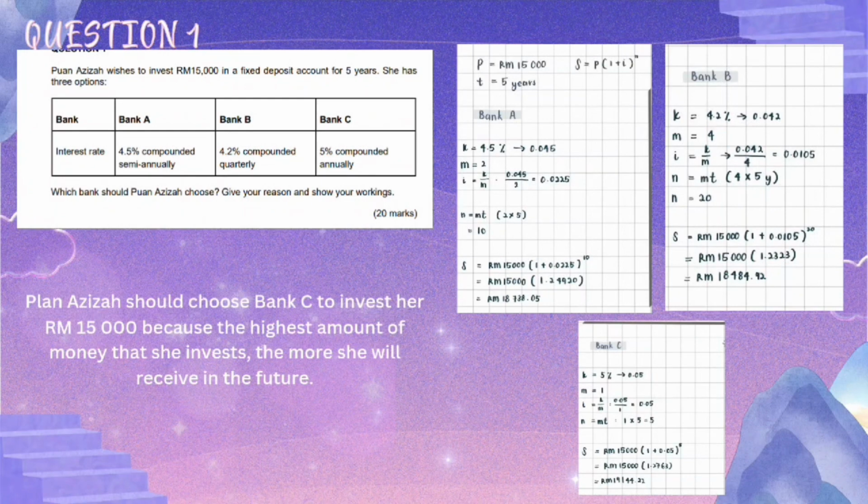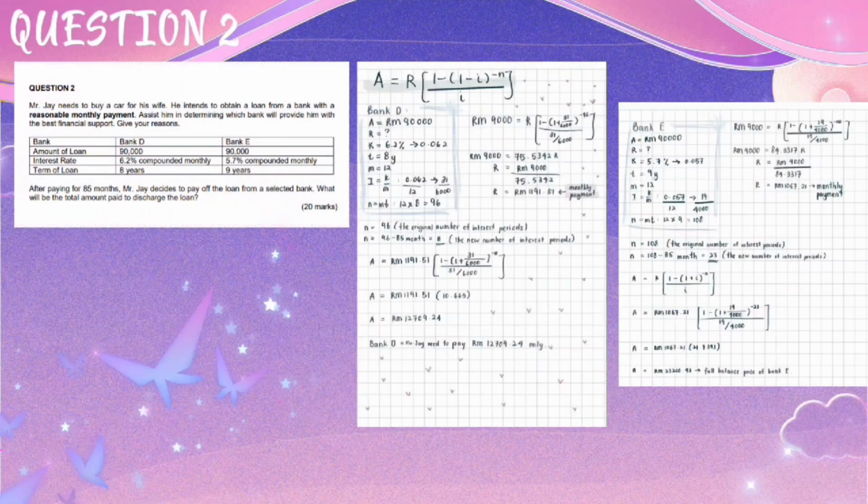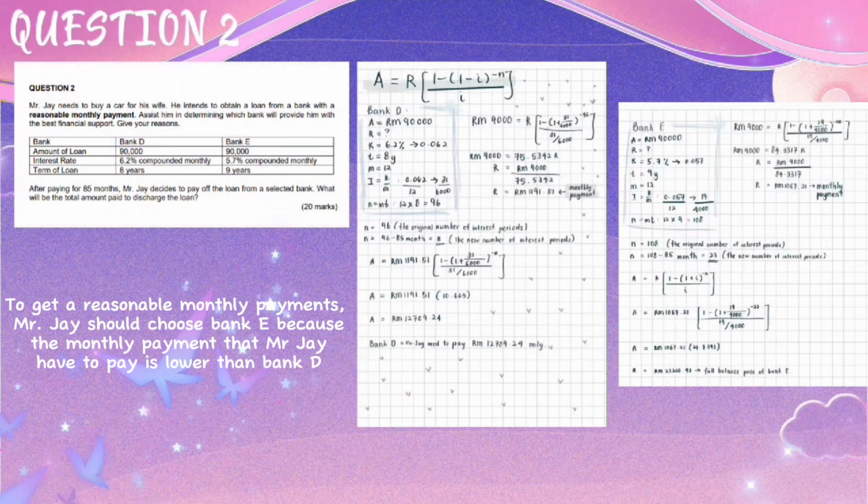We get RM19,144.22. From all the banks, we get the answer that Puan Aziza should choose Bank C to invest her RM15,000, because the higher the amount of money, the more money she can receive in the future.